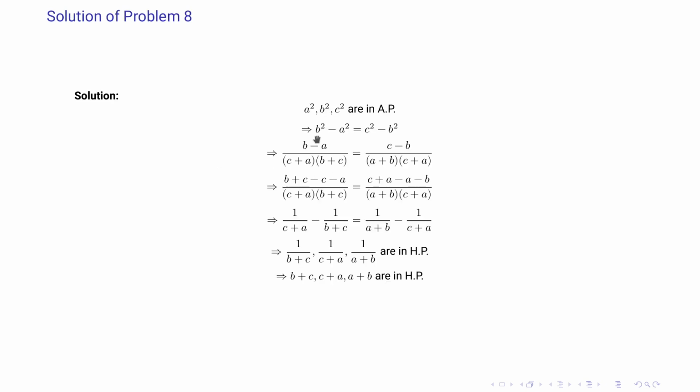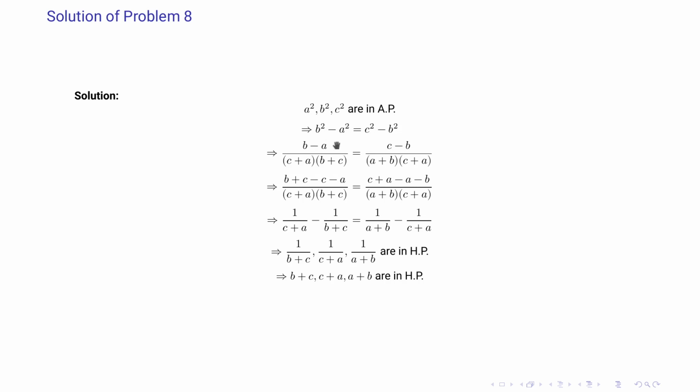Problem number 8 says that if A square, B square, C square are in AP, show that B plus C, C plus A, A plus B are in HP. So we are given that A square, B square, C square are in AP. So we can write this as B square minus A square is equal to C square minus B square.